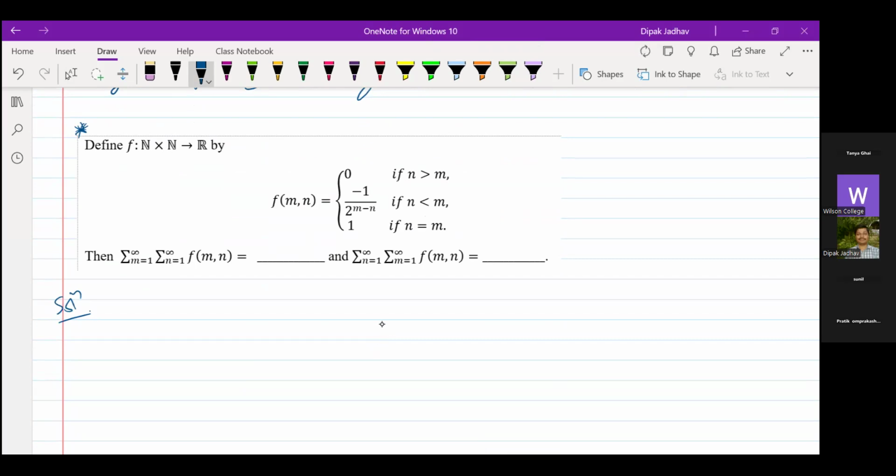Let's see this. There is some bivariate function f of m comma n, defined like this. If n is greater than m, it is 0. If n is less than m, then there is some expression like this. If n is equal to m, you have something like this. So you want to find out this double sum.